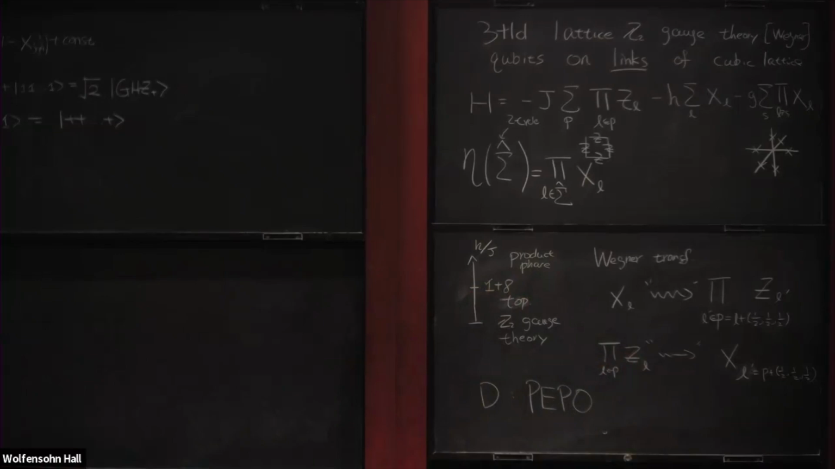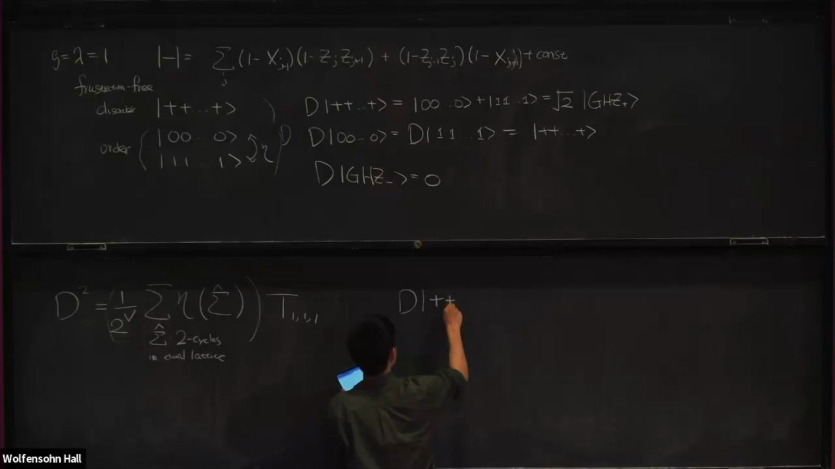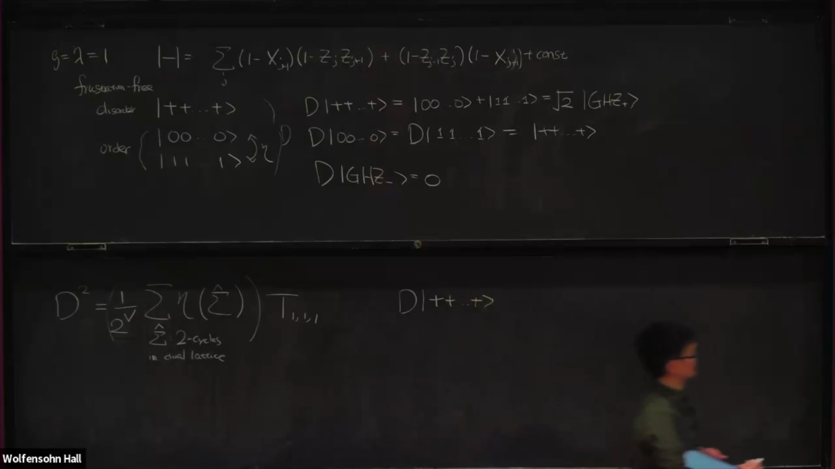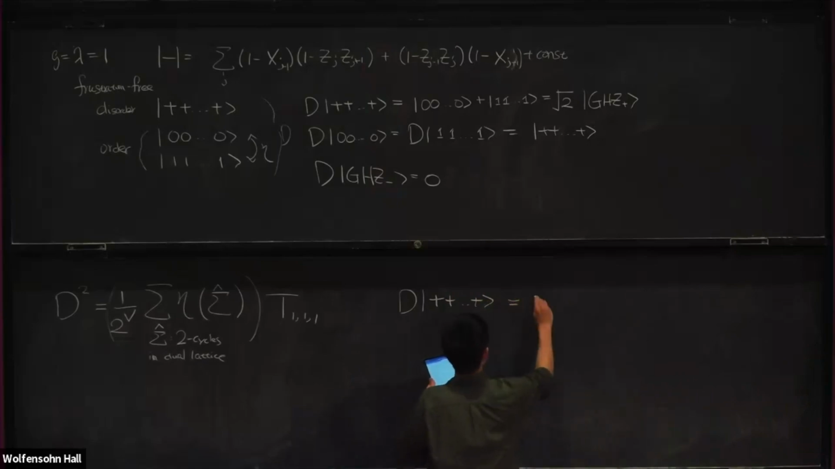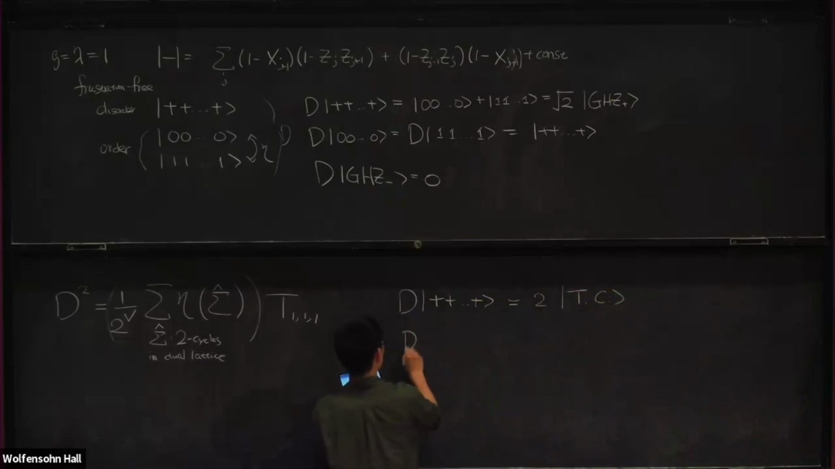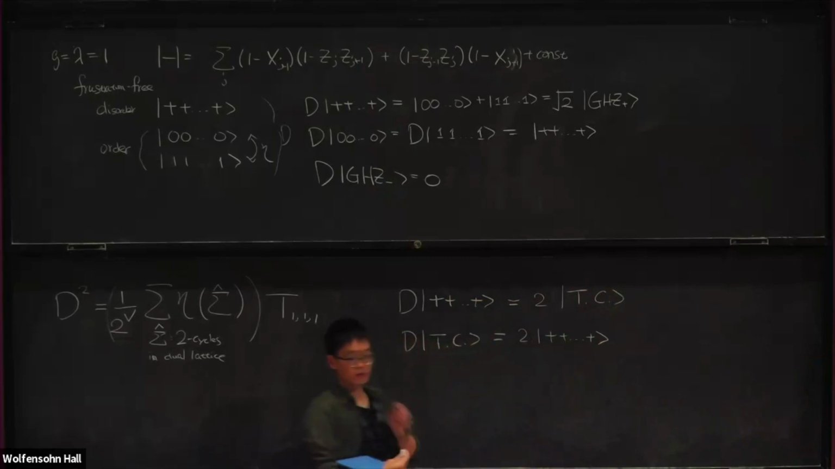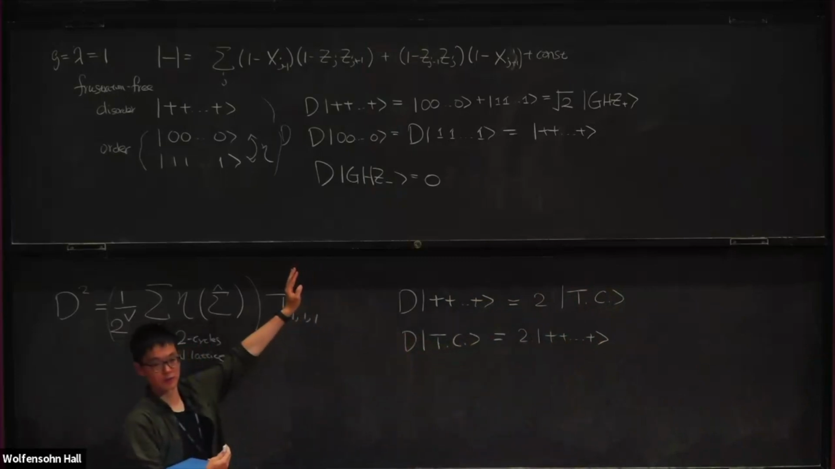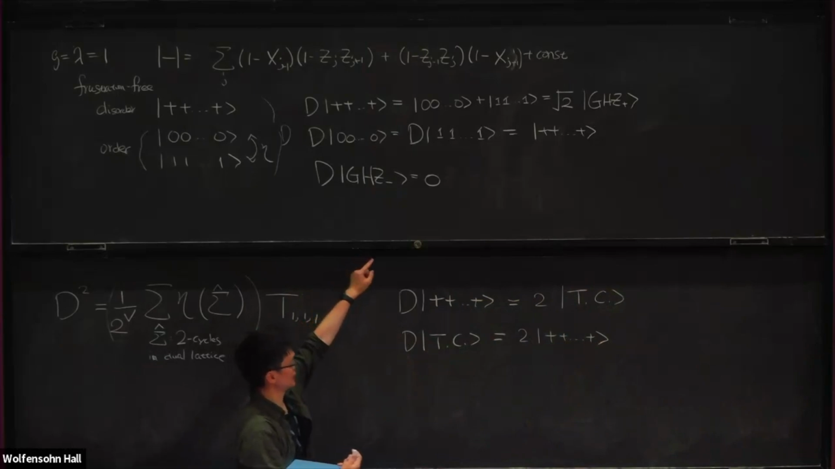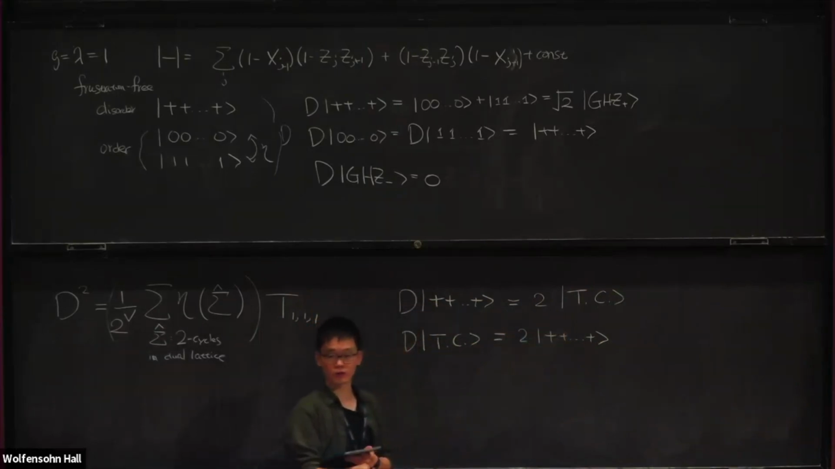And you can show that this D acts in the following way. When D acts on the product state, this ground state over here, it gives you 2 times the toric code ground state. And if you act on the toric code ground state, it gives you the product state. So it's a direct generalization of the 1 plus 1D case, where the GHZ plus state is now replaced by the toric code ground state.